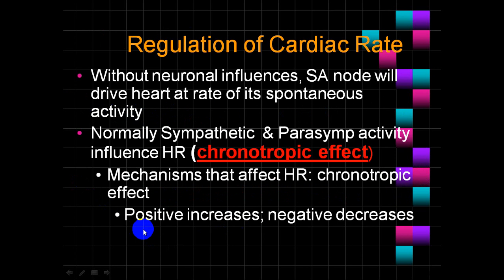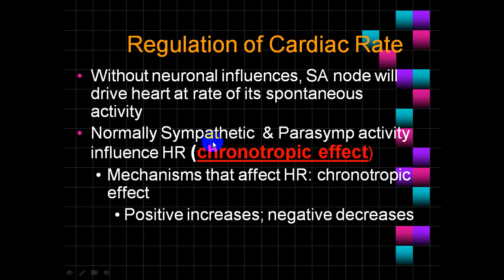Regulation of cardiac output without neural influence: the SA node will drive heart rate by its spontaneous activity, autorhythmicity. Cardiac muscle discharges due to the SA node by autorhythmicity. This is different from skeletal muscle, unless it is stimulated by the nervous system. The nervous system does have some effect on the SA node: it modulates, increasing or decreasing.